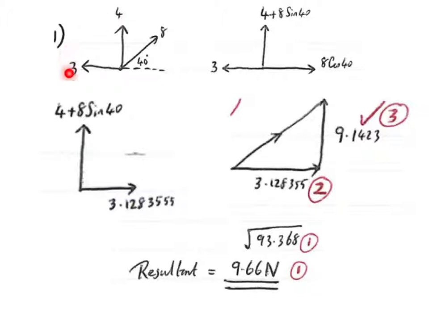Put the forces in the cross, resolve the 8 Newton force: 8 cosine 40, 8 sine 40 going to the north. Find which is bigger, east or west. East is bigger. Make sure we put the forces nose to tail, the resultant will go in the opposite direction. Use Pythagoras' theorem, the resultant is 9.66 newtons.